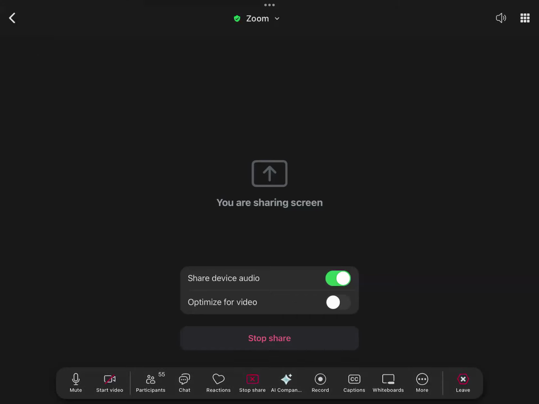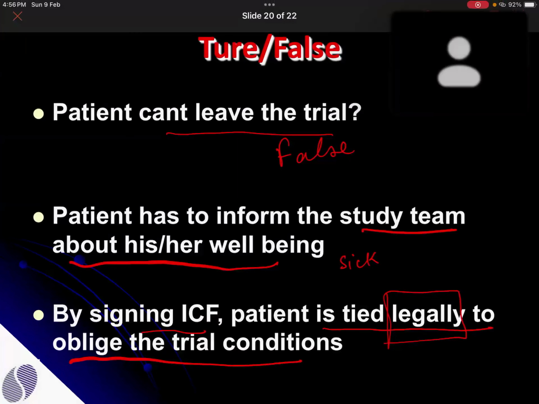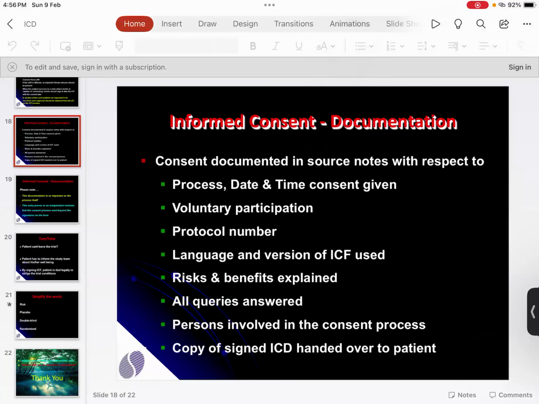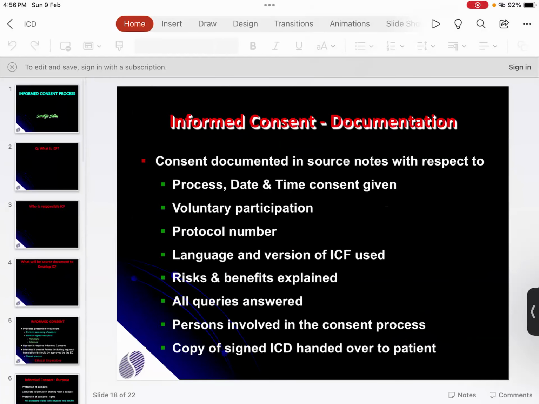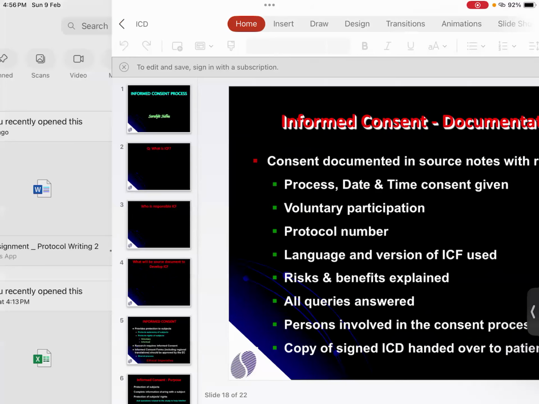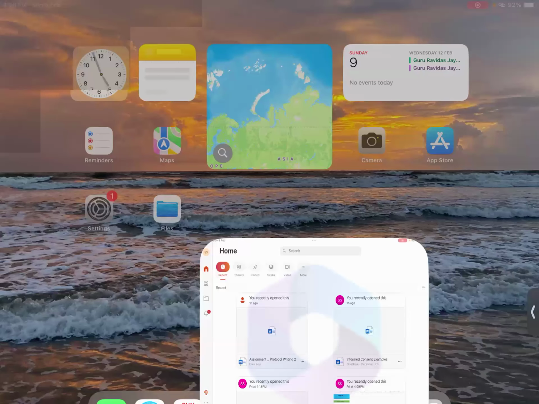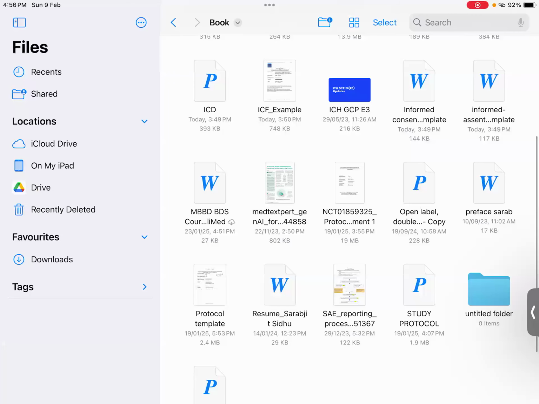All right, we have covered one part of today's workshop, that is the informed consent form, basically the theory part. Now I want to show you a few templates. These templates will help you understand the practical side.